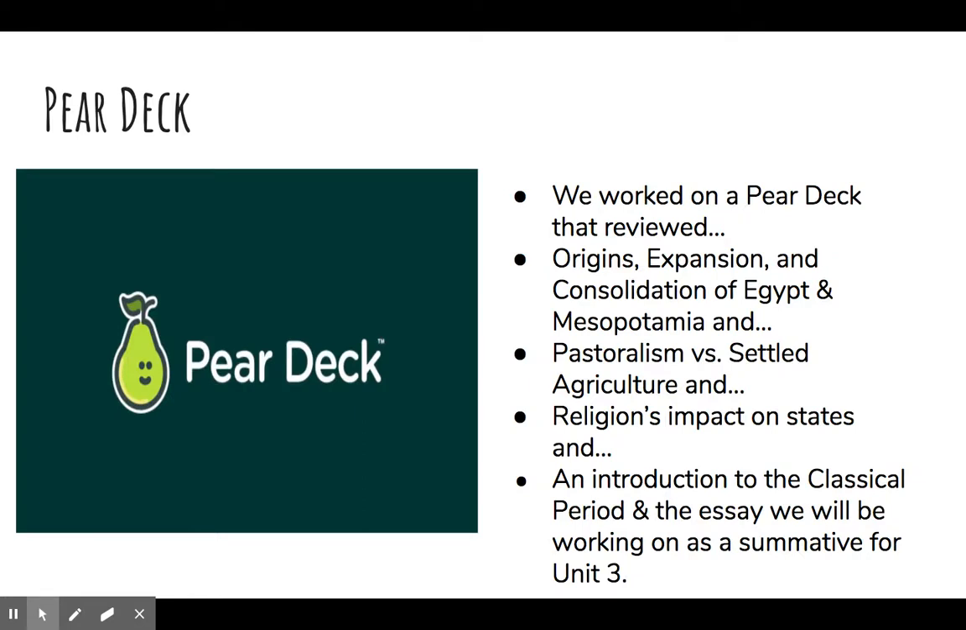We worked on a Pear Deck that reviewed a few things, such as the origin, expansion, and consolidation of Egypt and Mesopotamia, and the difference between pastoralism and settled agriculture, and religion's impact on states, and an introduction to the classical period. And the essay we'll be working on is a summative for Unit 3.